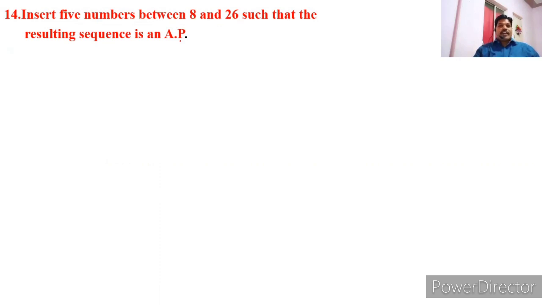So what is the question they are asking? You have to insert 5 arithmetic means. So between 8 and 26, you have to insert 5 numbers, and the resulting sequence is an AP, meaning that those 5 numbers are called arithmetic means. So between 8 and 26, we have to insert 5 arithmetic means. All understand, students?